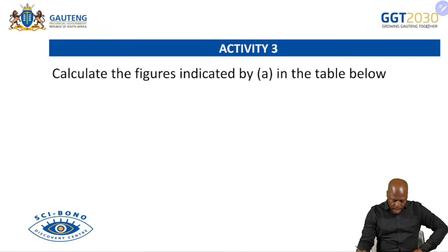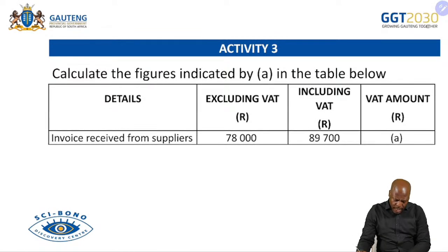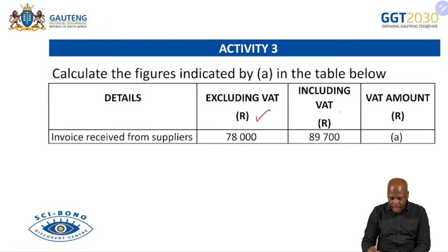All right. Here, calculate the amount indicated A in the table. So A is the VAT amount. It is easy to get the VAT amount here. Remember, that is what I was saying, the walk in the park. These are 3 marks. Because you have your excluding VAT and your including VAT, the difference between the two gives you your VAT.